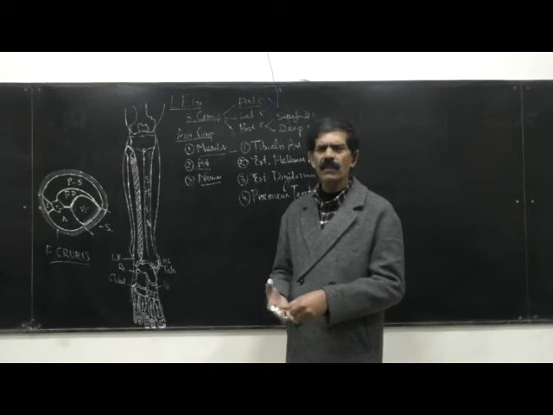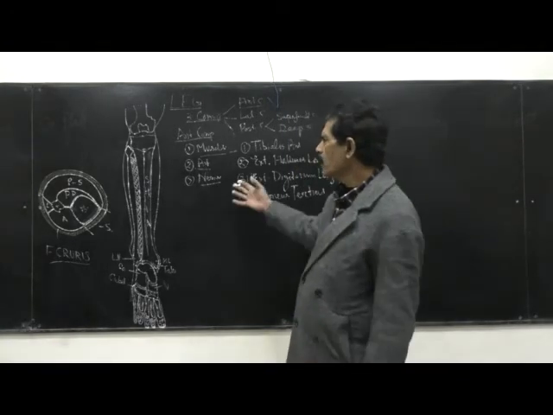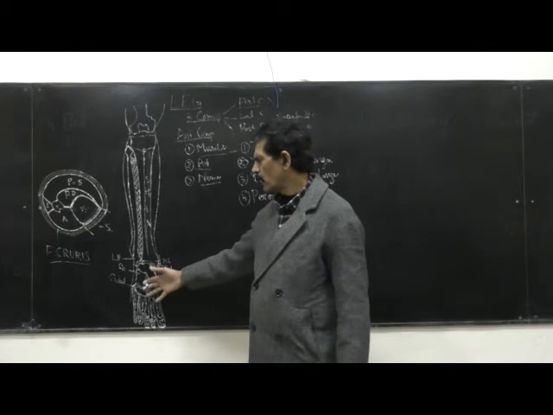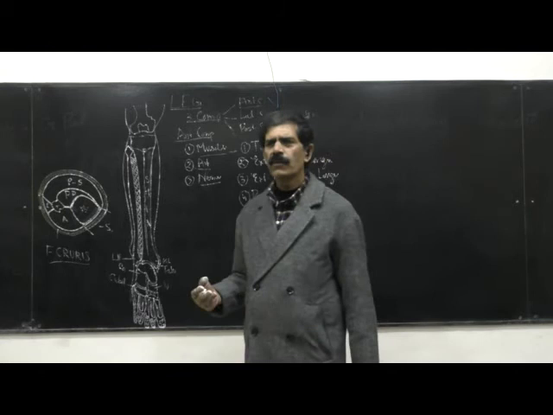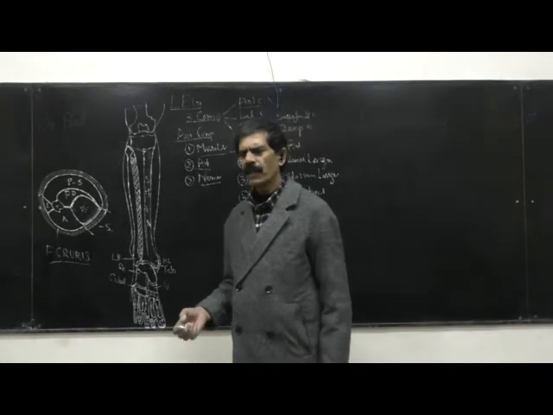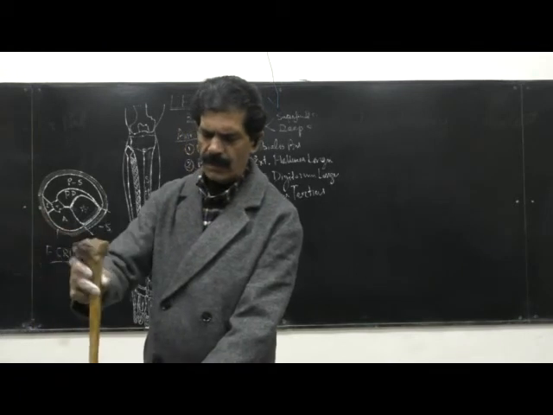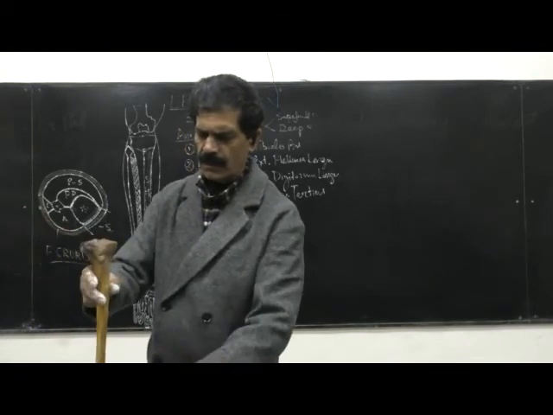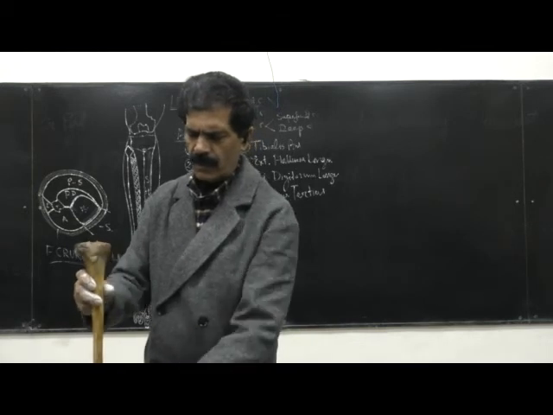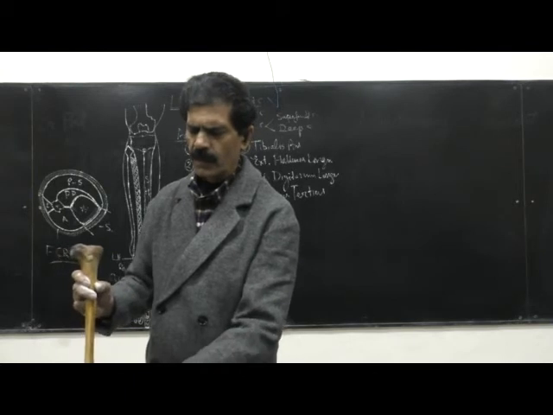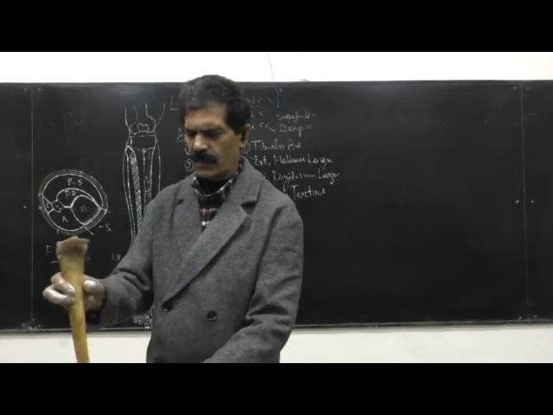the origin, insertion, action, nerve supply and applied. So this is the extensor compartment. All the muscles act on the ankle joint, and they bring about dorsiflexion. Whenever the lower end rests on the talus, all the muscles are inserted here, and whenever the foot moves upward, this is called dorsiflexion.